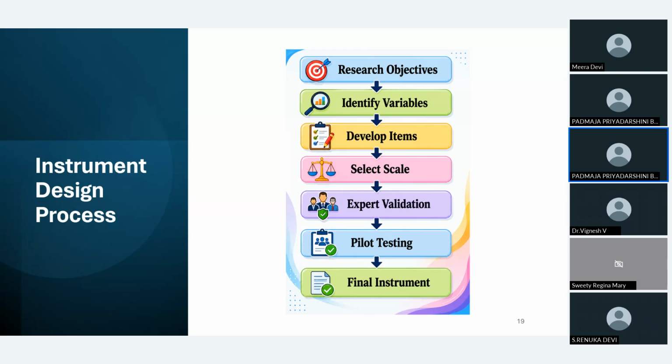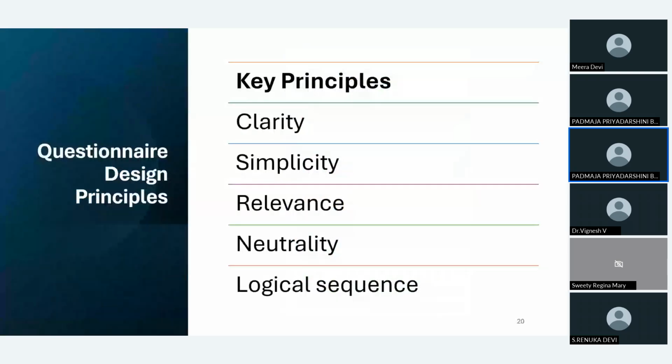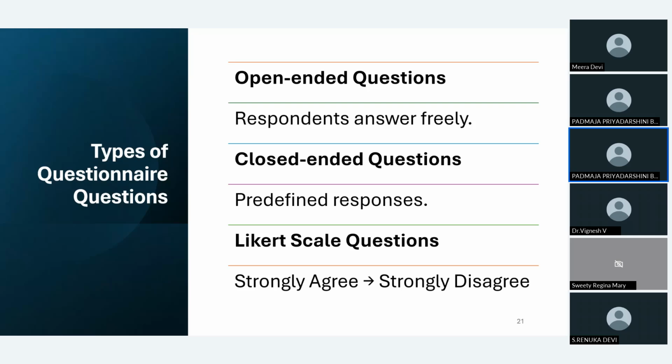So here we should focus on 5 important things. We should make the questionnaire or the instrument design very clear. It should be simple. It should be relevant to the study. It should be neutral always, and there should be a logical sequence. And we should remember to have 1 or 2 open-ended questions so that it will be helpful for us to write the suggestion chapter, and closed-ended questions for predefined responses, and also Likert scale is important.